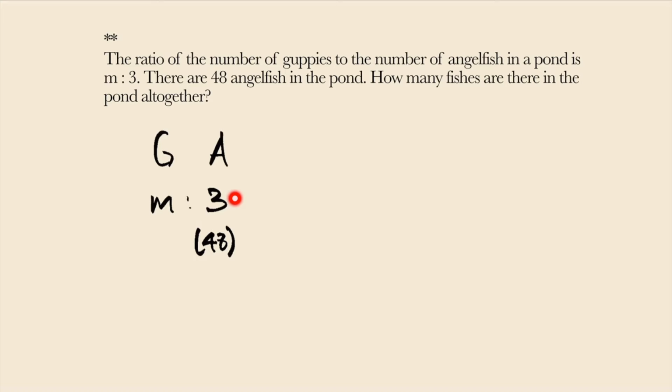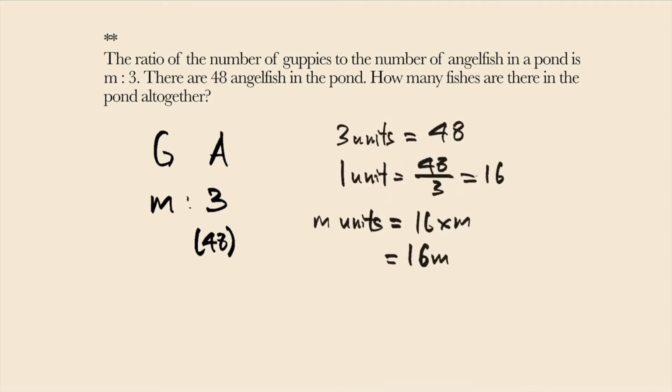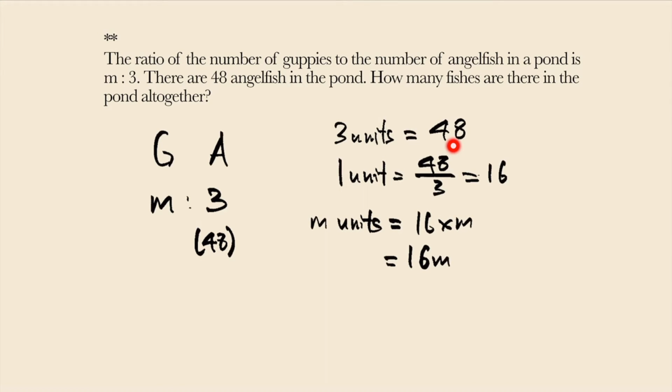The ratio of g's to a's in a pond is m units to 3 units. Does that mean 3 actual angelfish? Not really. It's 3 units of angelfish. Now we are told the number of actual angelfish, that's 48. Well, we can form an equation with this. So 3 units is therefore equal to 48. 1 unit is therefore 16.